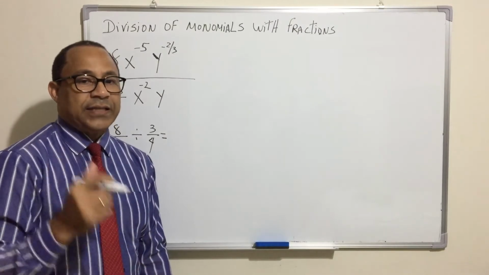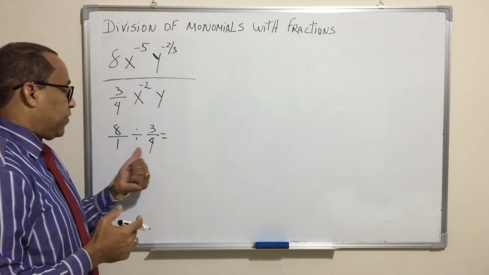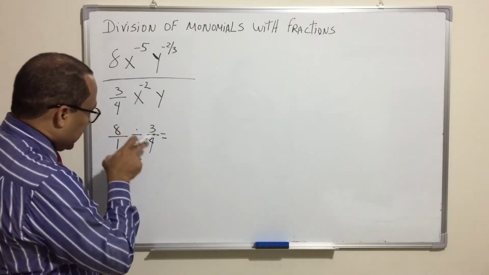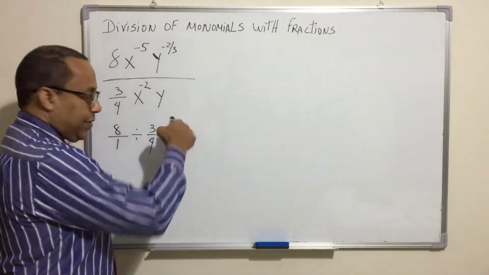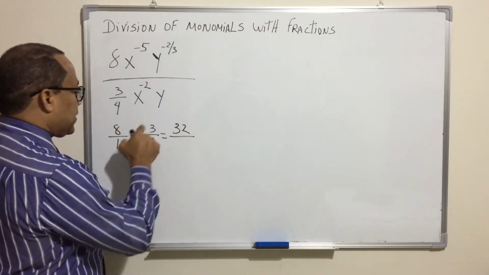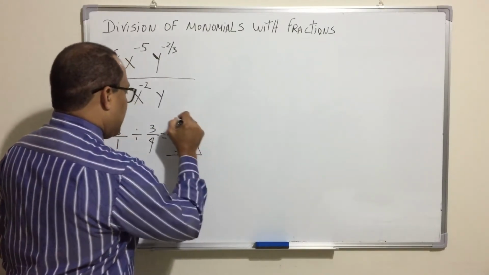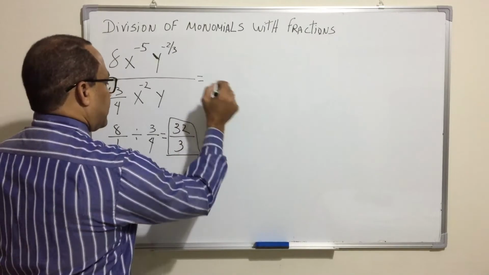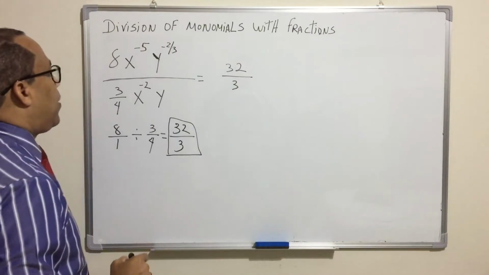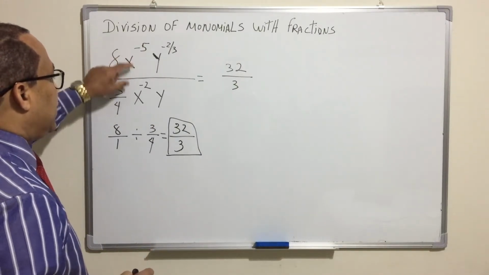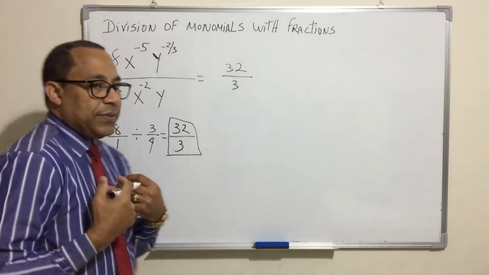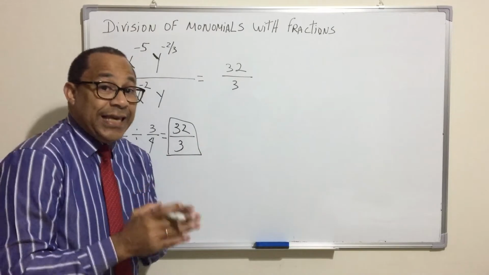From our last exercise, you know that now that we have the division, I can just cross multiply. So I'm multiplying 8 times 4, up, not down. 8 times 4, 32. 1 times 3, 3. I already got the result for the coefficient. It is 32 divided by 3. And now I'm going to divide the variables, x to the negative 5 divided by x to the negative 2. I'm using the word divide because it is a division.